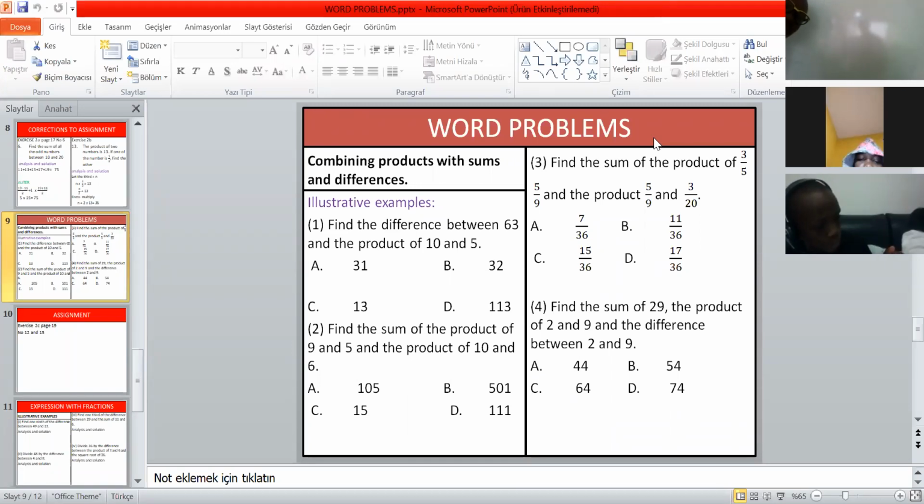Find the sum of the product of 9 and 5 and the product of 10 and 6. Wow, I can see great mathematicians at home. Somebody got 15 still? No? Please check. 105. 15 is wrong. So let's do it together.